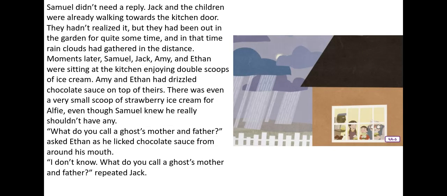They hadn't realized it, but they had been out in the garden for quite some time, and in that time rain clouds had gathered in the distance. Moments later, Samuel, Jack, Amy, and Ethan were sitting at the kitchen enjoying double scoops of ice cream. Amy and Ethan had drizzled chocolate sauce on top of theirs. There was even a very small scoop of strawberry ice cream for Alfie, even though Samuel knew he really shouldn't have any.